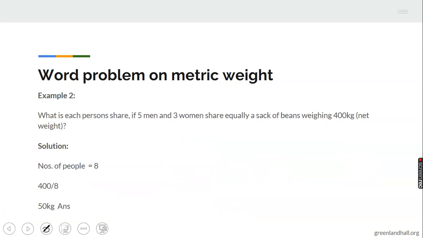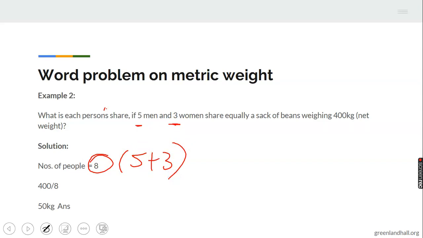Okay, now, what is each person's share? If 5 men and 3 women share equally a sack of beans weighing 400 kilograms, and that is the net weight. First of all, we have 5 men, 3 women. How many people do we have there? That's 5 plus 3, and 5 plus 3 is what? 8. That's the 8 we have here. That is the 5 men plus 3 women.